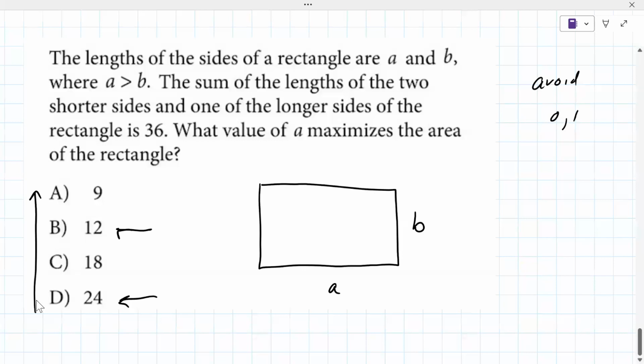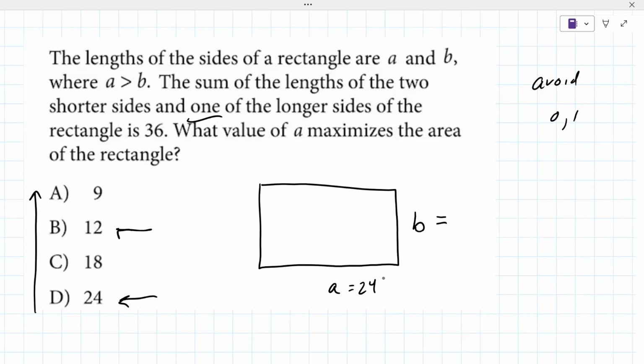D would just not work because it says the sum. Oh wait, only one of the sides. Sorry, never mind. Yes. So it would be D. Is that your final answer? Yes. Okay. So if A is 24, what is the value of B?